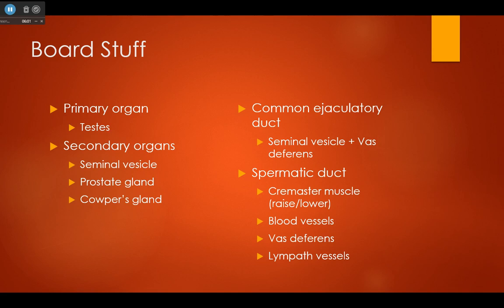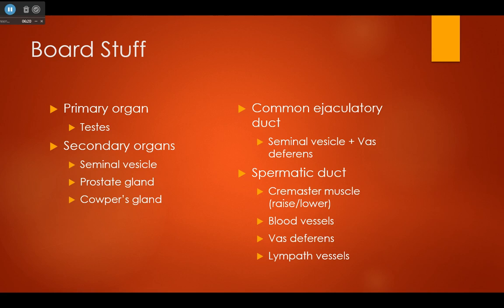Some stuff about the boys that would have been on the board. Again, the primary organs for males are the testes. They are going to produce both the gametes, the sperm, as well as the hormones, the testosterone. The secondary organs are going to produce seminal fluid. So we have the seminal vesicle, the prostate gland, and the Cowper's gland.